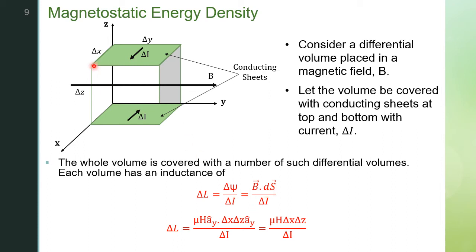So it is crossing through this side face. So when you observe the area, it is equal to delta x into delta z. So when you multiply this delta x, delta z, ay cap, as you all know, ay cap dot ay cap is 1. So you will get it as mu H delta x delta z by delta I. And that is the value of the differential inductance observed here.